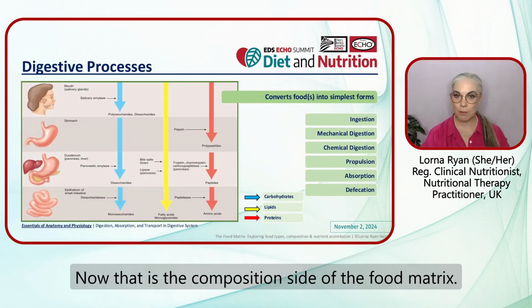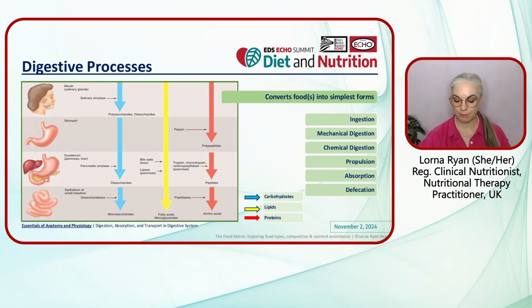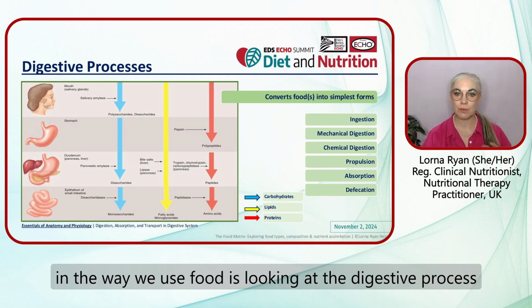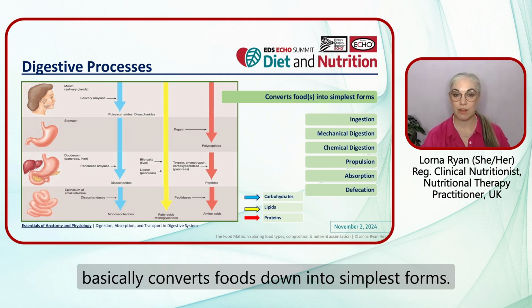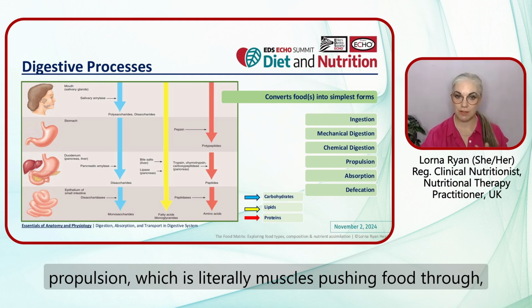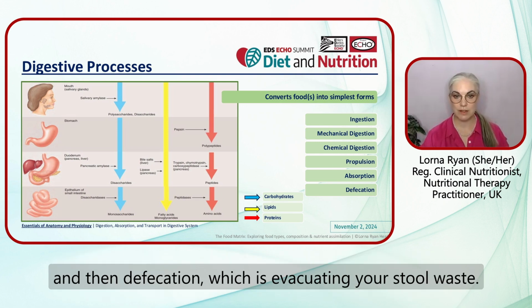Now, that's the composition side of the food matrix. The next section is the digestive process. And what we're really looking for in the way we use food is looking at the digestive process basically converts foods down into simplest forms. So this is via ingestion, mechanical digestion, chemical digestion, propulsion, which is literally muscles pushing food through, absorption, which we'll go into a bit more detail in a moment, and then defecation, which is evacuating your stool waste.